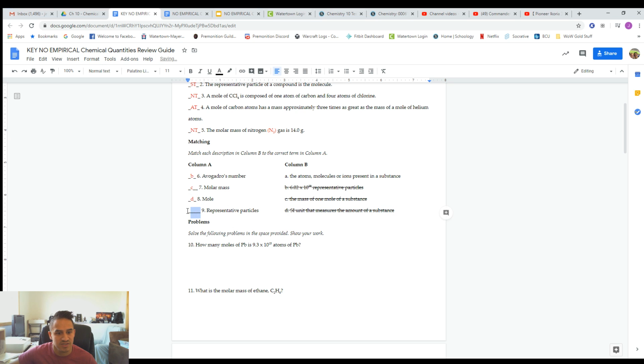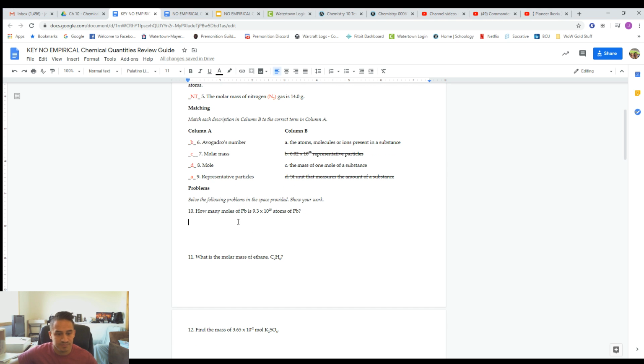And which then leaves us, for number 9, with A. Representative particles can be atoms, molecules, or ions present in a substance. So that one is going to be A. All right, moving on, number 10.